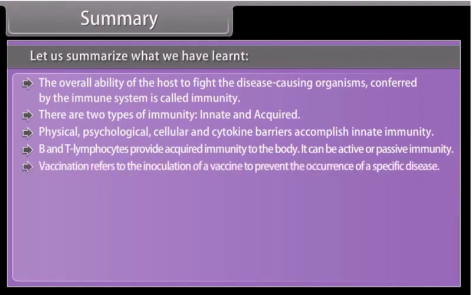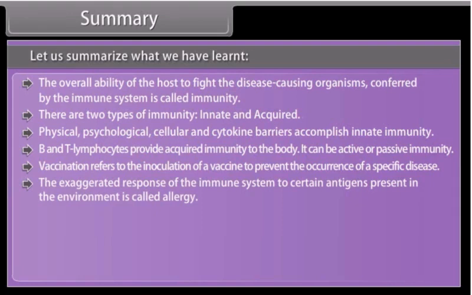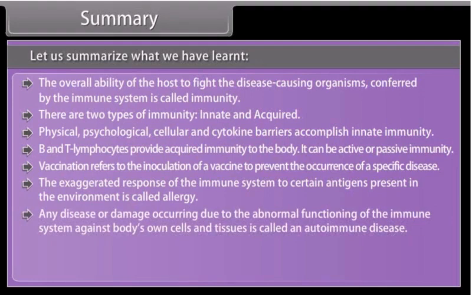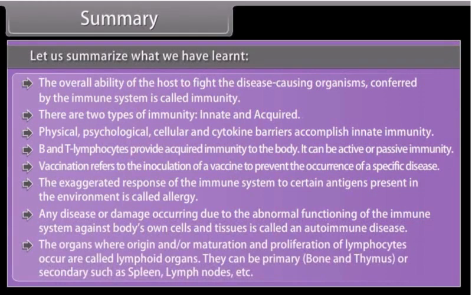Vaccination refers to the inoculation of a vaccine to prevent the occurrence of a specific disease. The exaggerated response of the immune system to certain antigens present in the environment is called allergy. Any disease or damage occurring due to the abnormal functioning of the immune system against the body's own cells and tissues is called an autoimmune disease. The organs where origin and/or maturation and proliferation of lymphocytes occur are called lymphoid organs. They can be primary, bone marrow and thymus, or secondary, such as spleen, lymph nodes, etc.